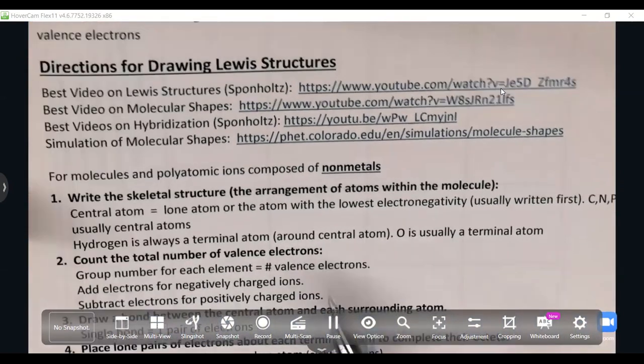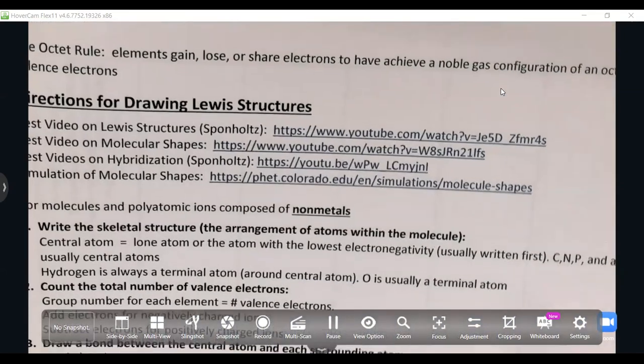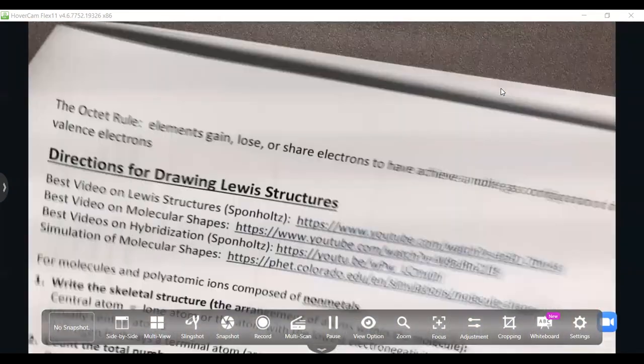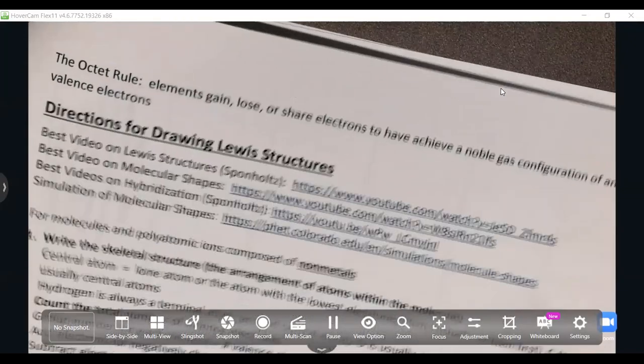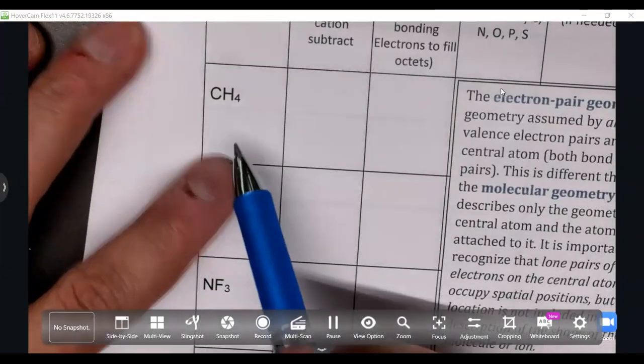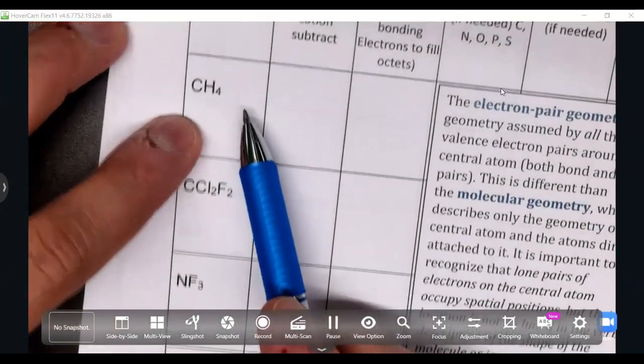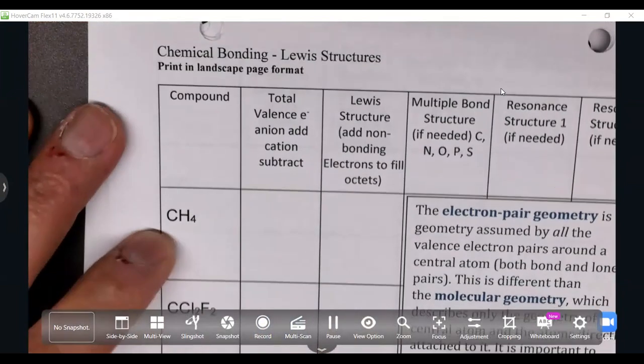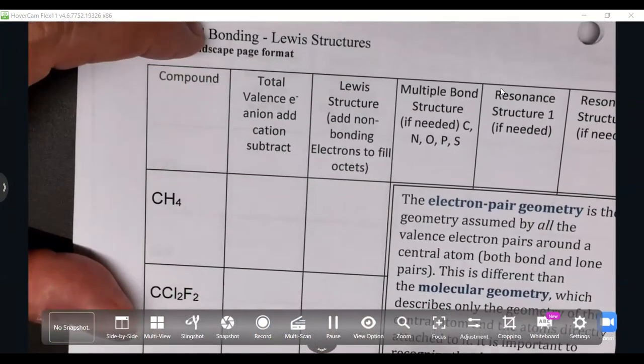Hydrogen's always terminal. We're just going to do one, so we have enough time to do it. So on the worksheet, the very next page, get an idea. We're going to do CH4. So let's do this one here.